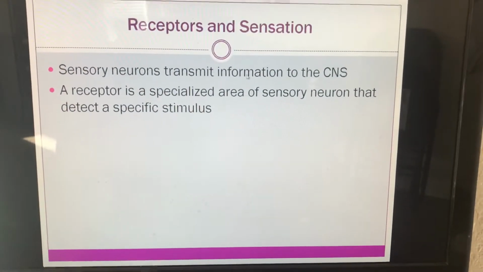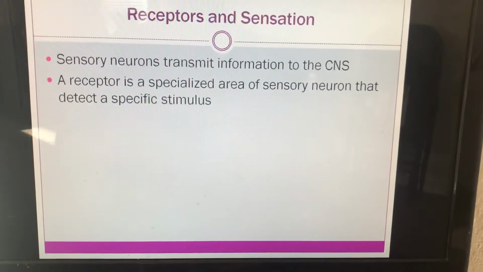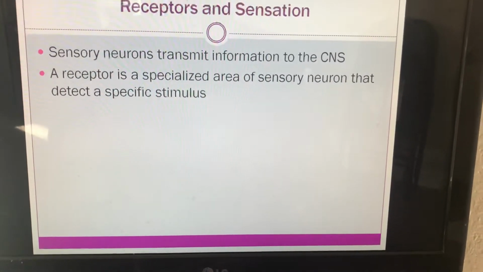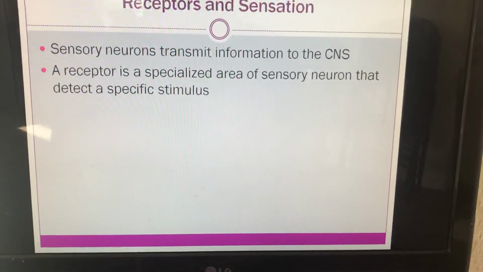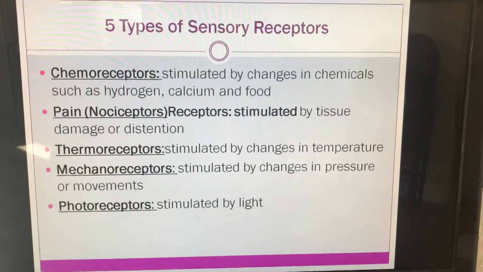Receptors and sensation. Sensory neurons transmit information to the central nervous system. A receptor is a specialized area of a sensory neuron that detects a specific stimulus. We have 5 types of sensory receptors.